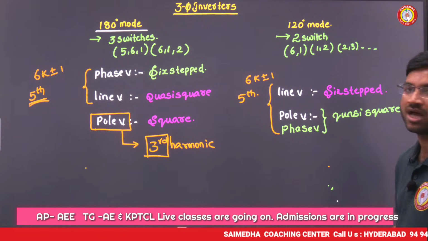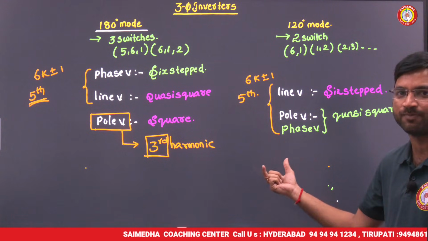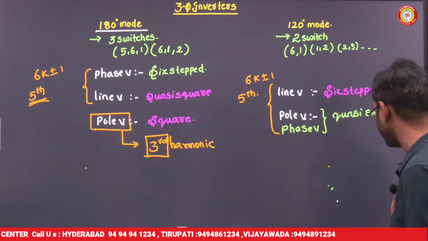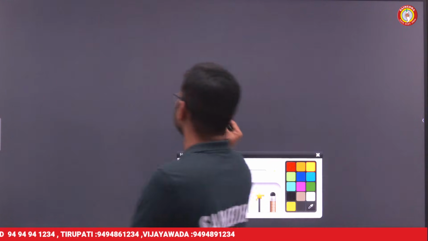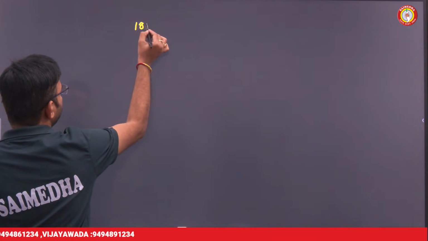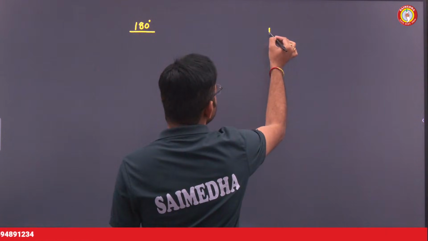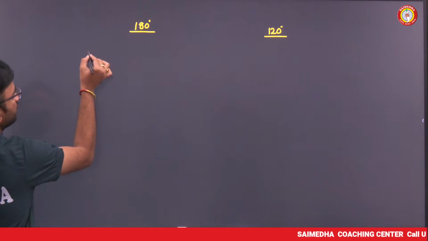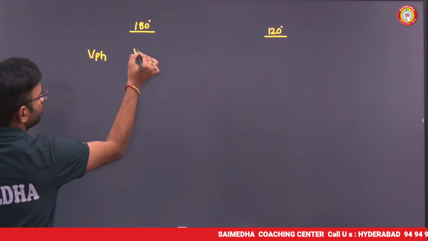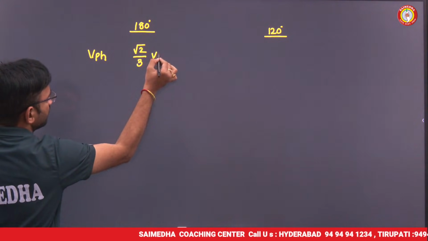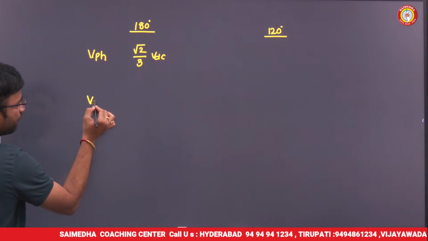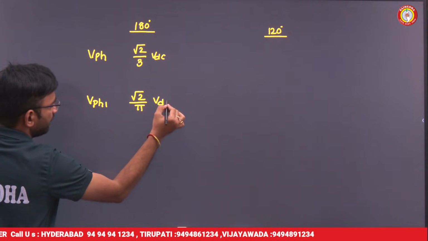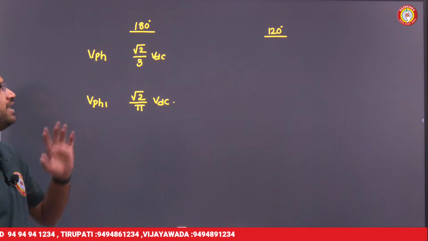Now let's recall the points to be remembered in 180 and 120 degree mode of operation, which are the phase voltages. We need to remember the phase voltages. This concept is related to 180 degree mode of operation and that concept is related to 120 degree mode of operation. In 180 degree mode of operation, the phase voltage is root 2 by 3 into VDC, and the fundamental value of phase voltage is root 2 by pi into VDC. These are the two important points they are going to ask you from 180 degree mode of operation.